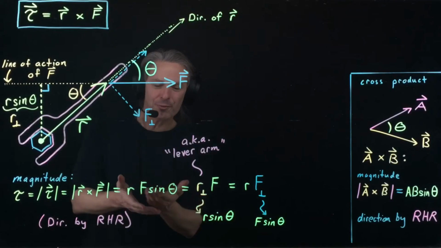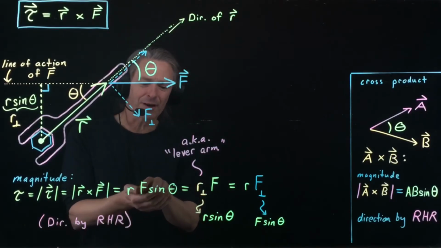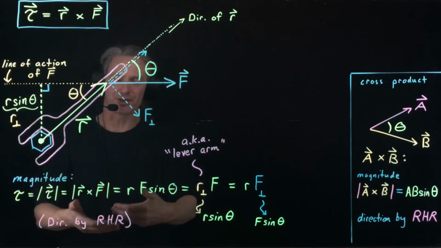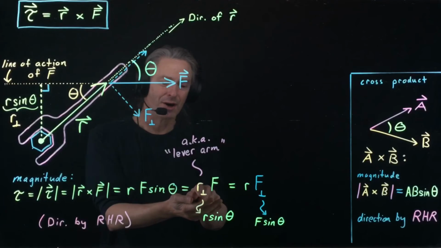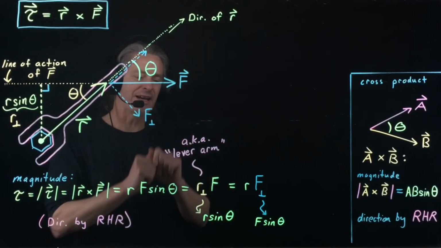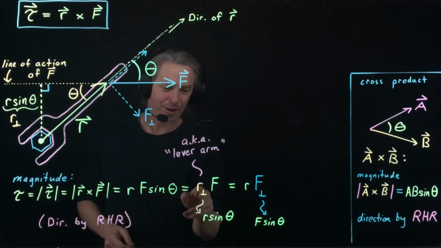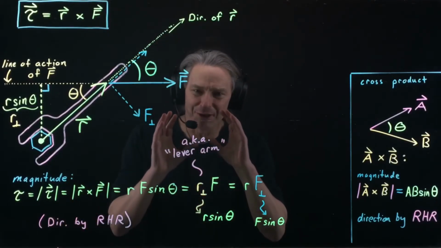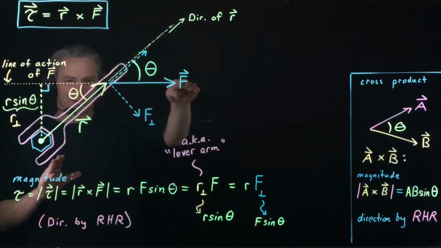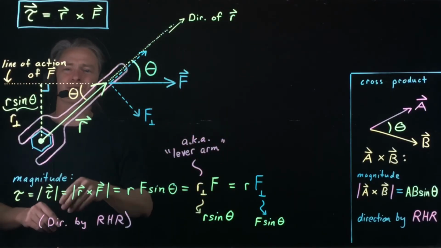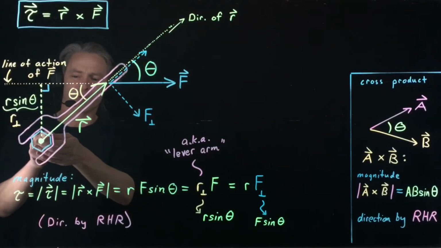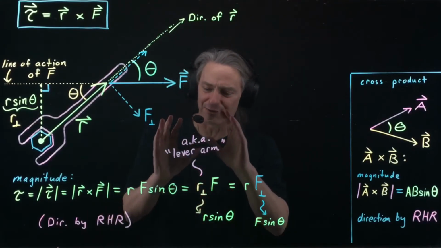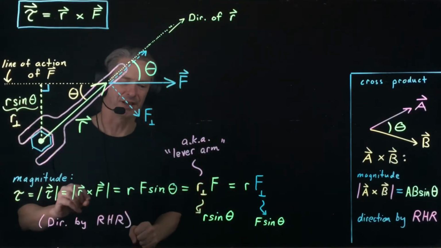So we can group this equation. I could group the r and the sine theta together as the r perpendicular, and I can conceptualize the magnitude equivalently to this as r perpendicular times the full magnitude of that force. Where r perpendicular is r sine theta, there's a conceptual name for it. It's called the lever arm. So if you take the line of action of the force and draw the shortest possible line from the reference point to the line of action of the force, that shortest possible line is called the lever arm, and I'm using the symbol r perpendicular to represent that.